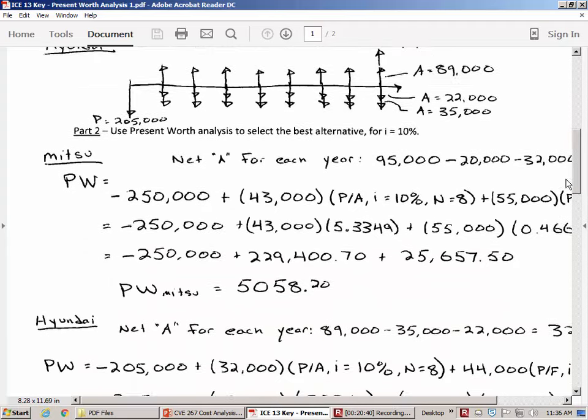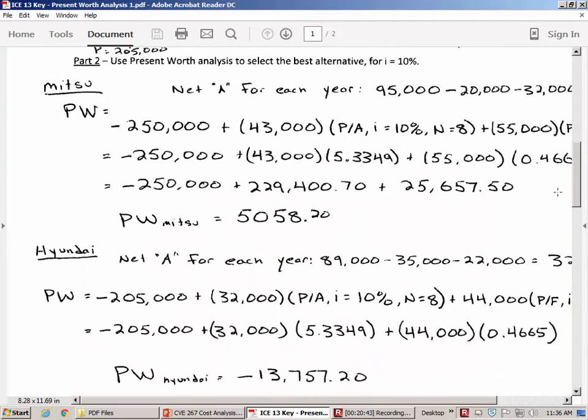Let's look at the calculations. All right. So you can see, just to make things easier on the calculations, I came up with a net annual. It would be the inflow minus the 2 outflows. So that was the 43,000.